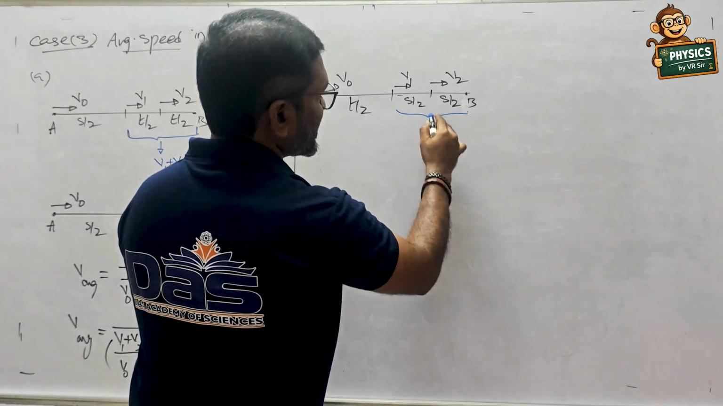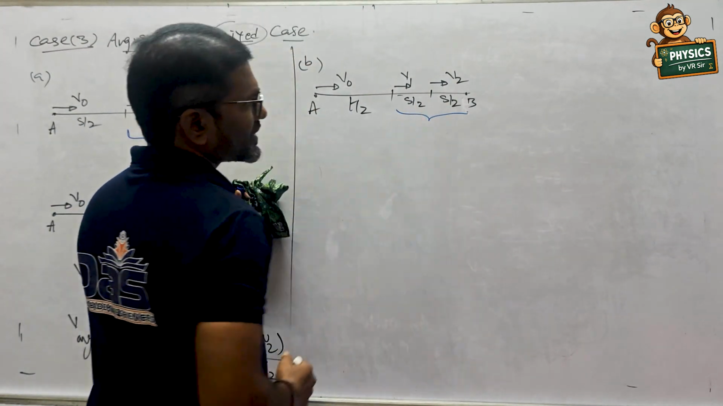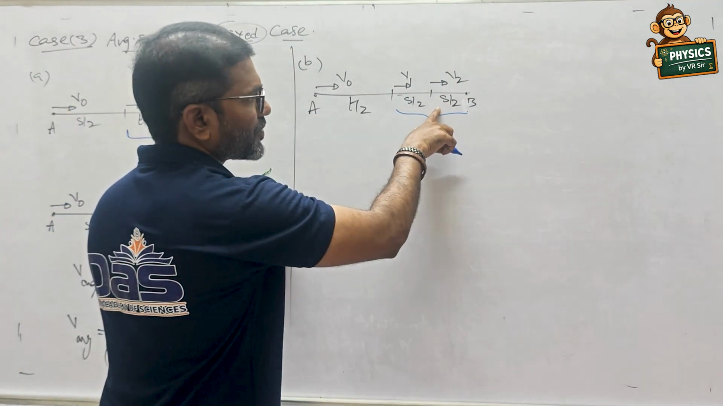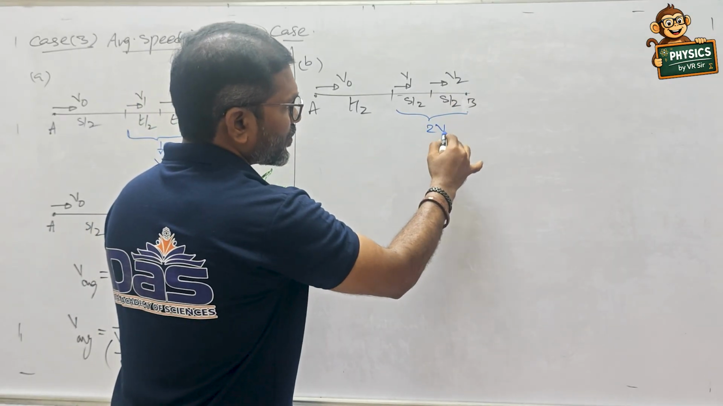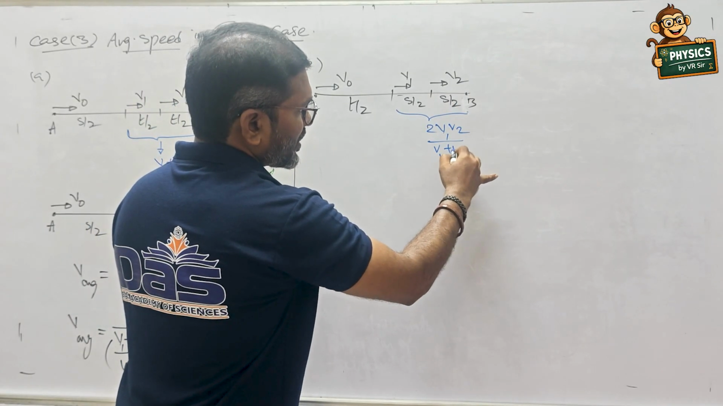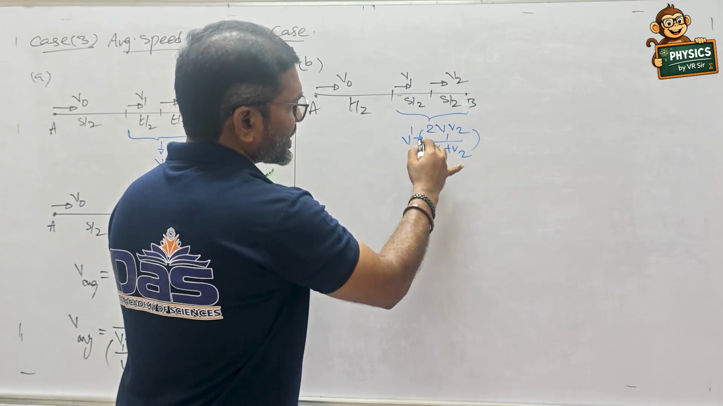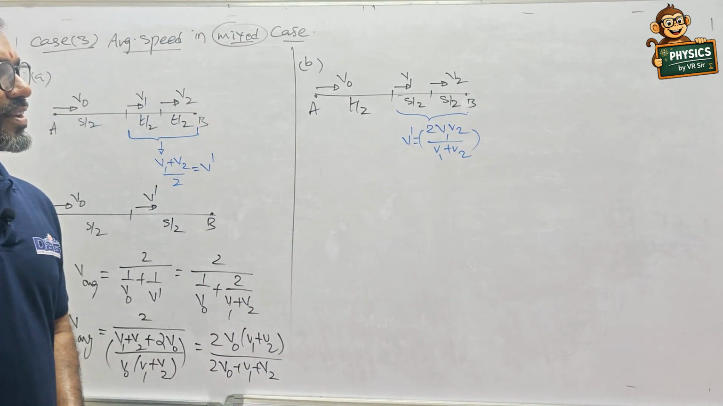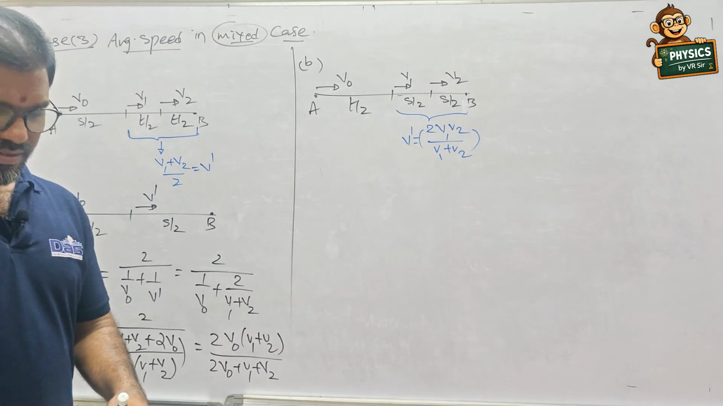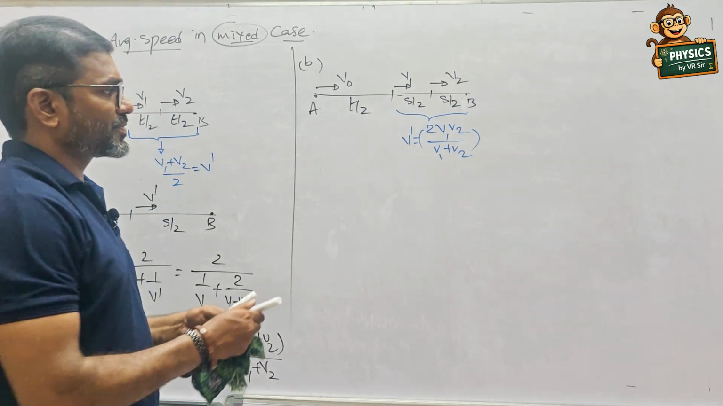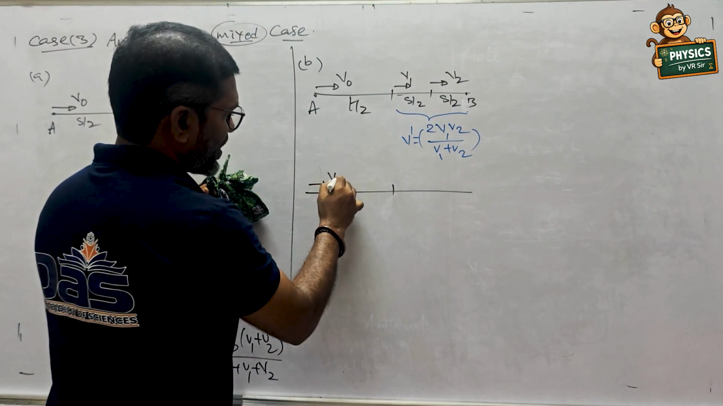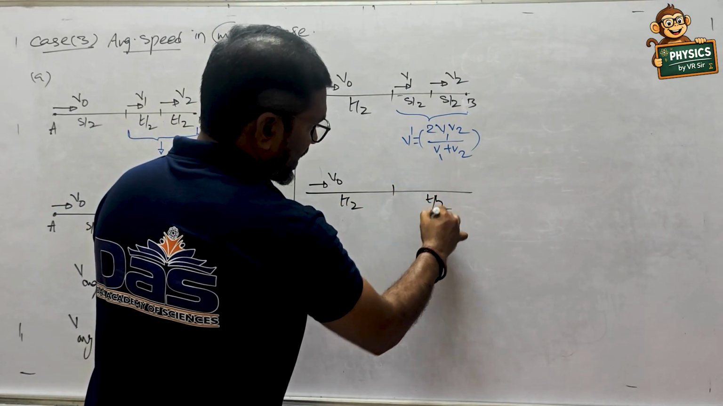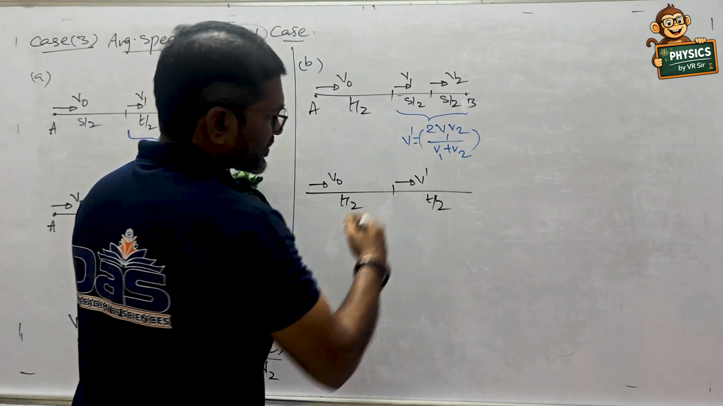You have to convert this into a single value. For equal distances, how do you write the single value? We did it already in the previous slide, right? It is 2 v1 v2 by (v1 plus v2), and we call this v dash. I hope it's clear to you and you are following. Now half of the time speed v0, next half of the time speed v dash.